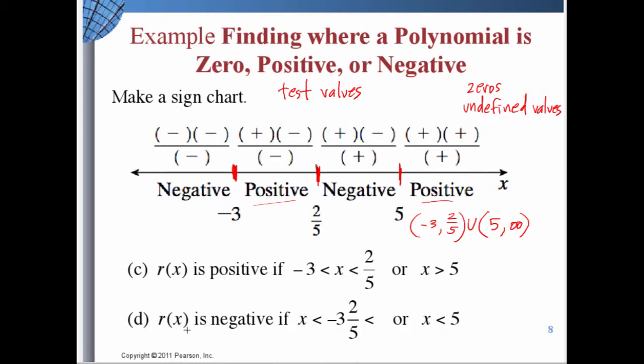So part D, where is r of x negative? Well, it's negative when x is less than negative 3, okay, and it's also negative when x is between 2/5 and 5. So in inequality notation, it would look like this. All right, and then we should be able to write those as intervals as well. Interval notation would be negative infinity to negative 3 and 2/5 to 5. And we would put a union symbol with those because overall it's anything in here or anything in here. Okay?